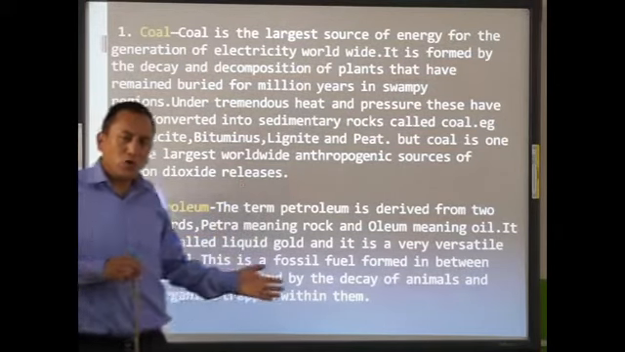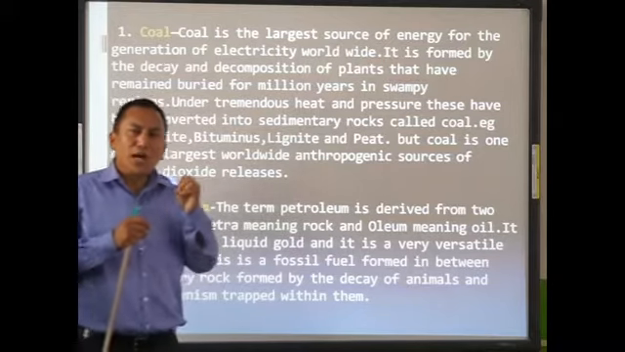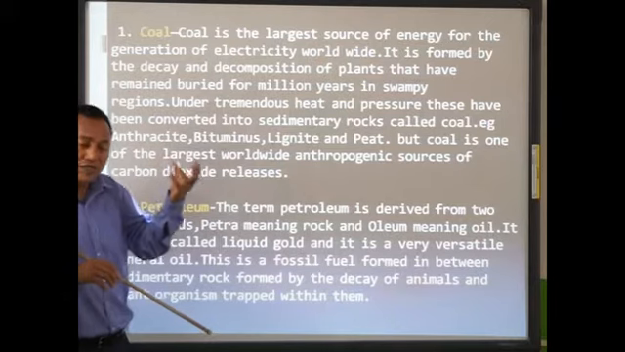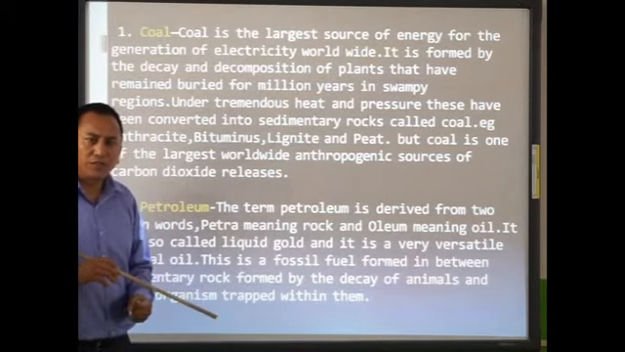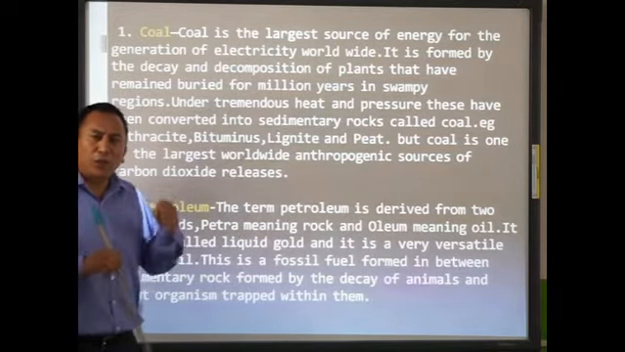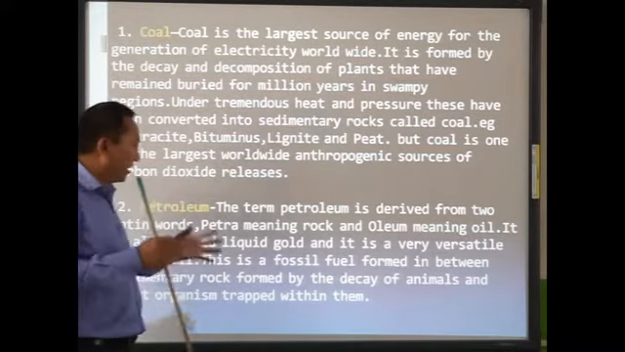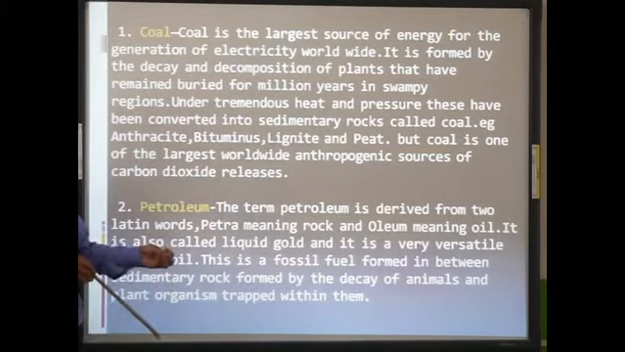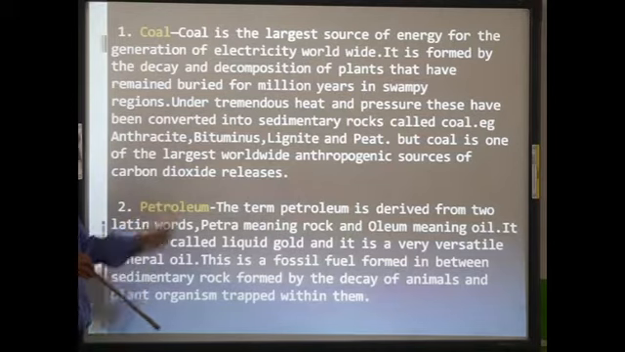Similarly, petroleum also was formed from the plants and animals that got compressed, that remained buried under the ground for millions of years. And when these plants and animals were buried under the ground for millions of years, because of the high pressure and heat, what happened? They formed into what is called liquid. They formed into liquid mineral oil, which later on was termed petroleum.